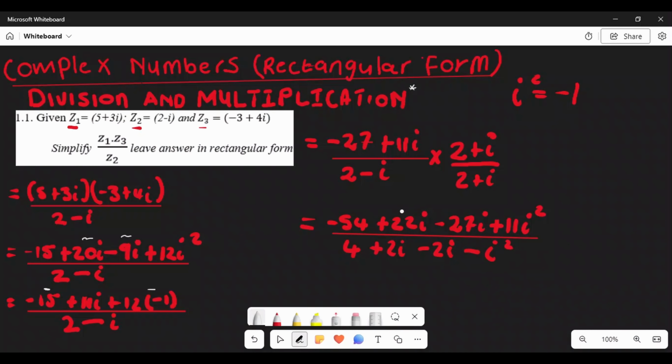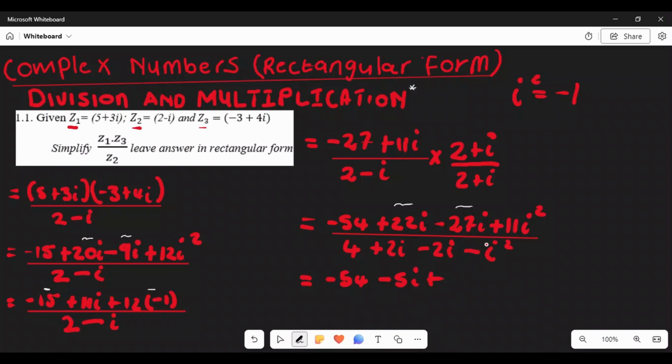So let's look at the like terms. We have 22i and we have negative 27i. So these are the like terms. We're going to rewrite the numerator. The real number at the moment is negative 54. So what is 22 minus 27i? This is going to give us negative 5i. Now let's look at the last term here. We have 11, but instead of writing i squared, we're going to write negative 1.